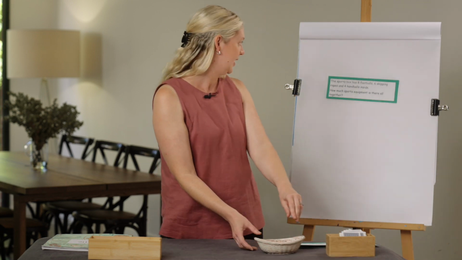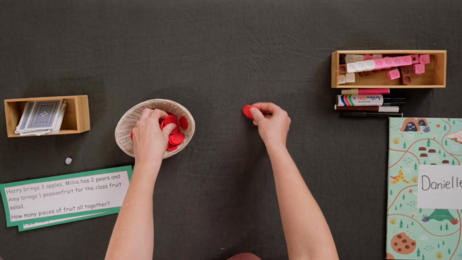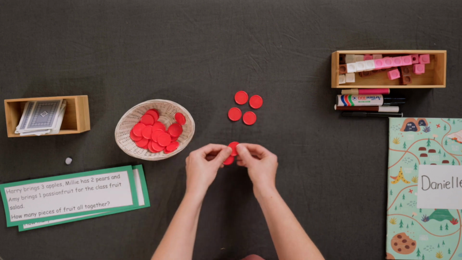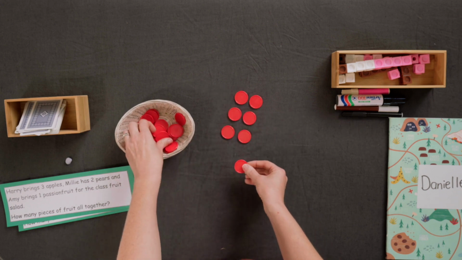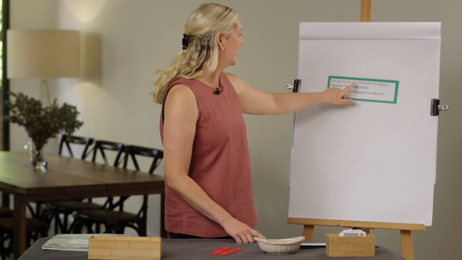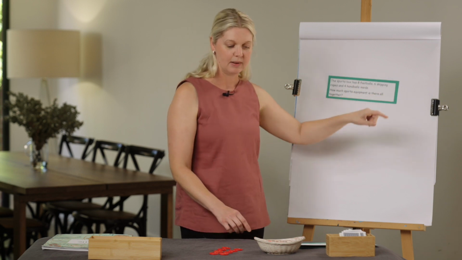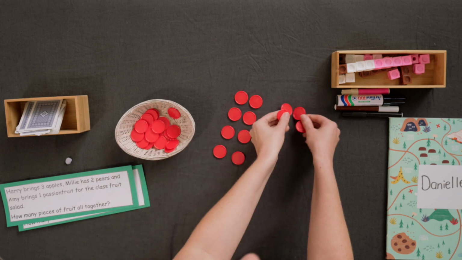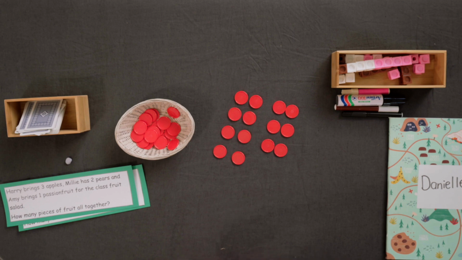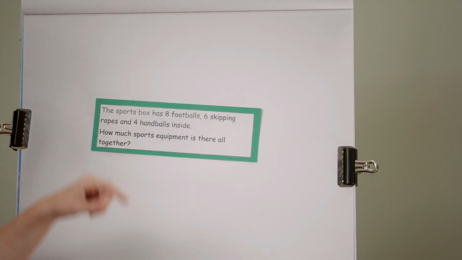So, we know that there are 8 footballs. Let's count them out. Count with me. 2, 4, 6, 8. That represents our 8 footballs. Now our second add-in is 6 skipping ropes. 2, 4, 6. Now our third add-in is 4 handballs.